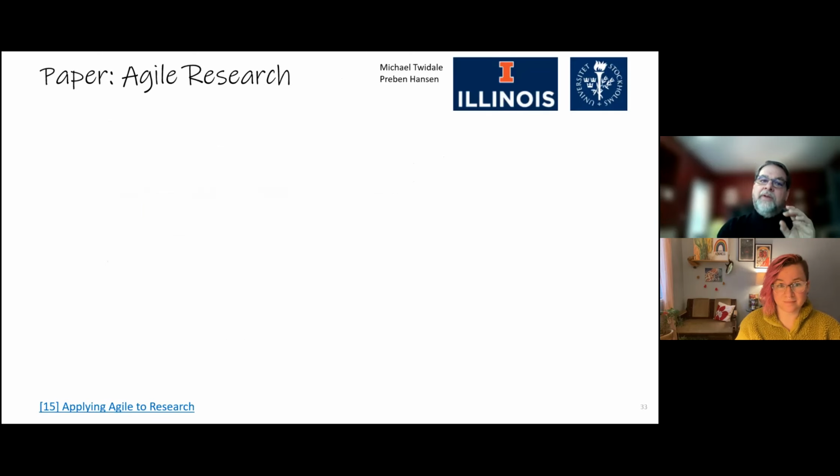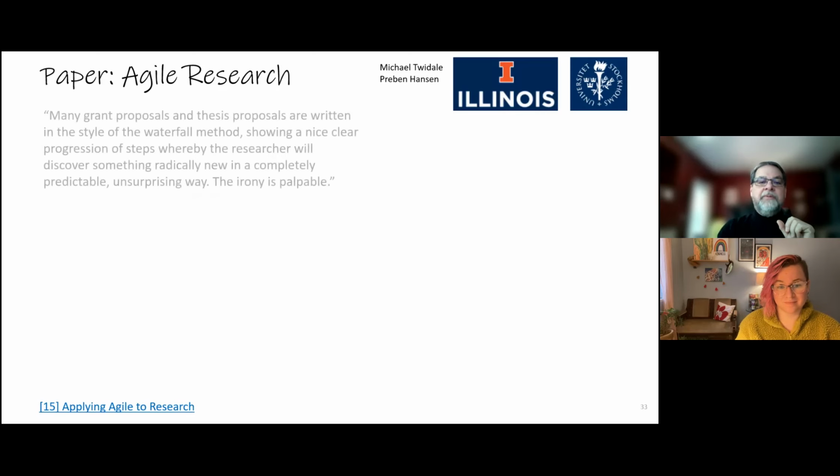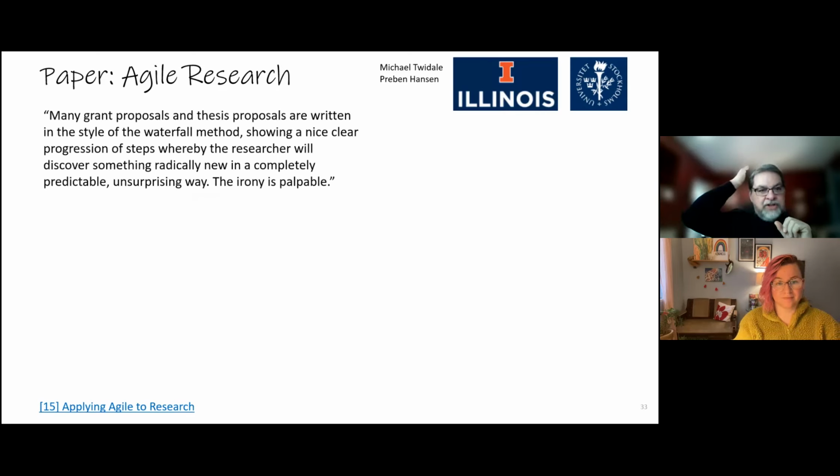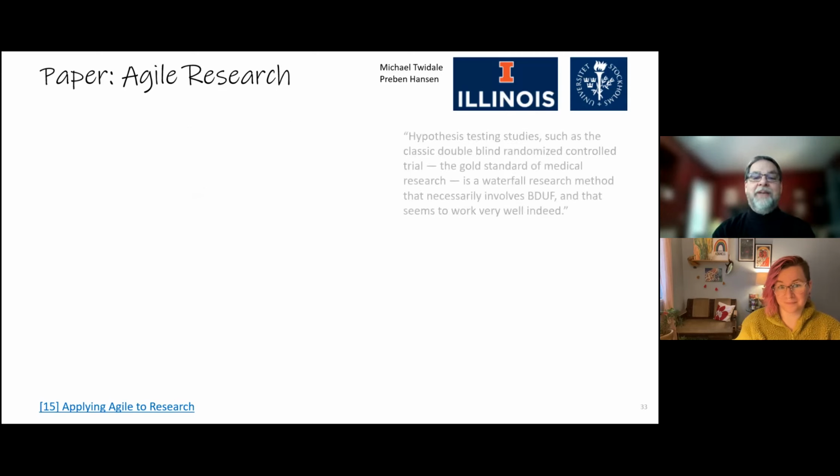This last one is an Agile research paper by Michael Tweedale and Preben Hansen. And it is phenomenal. If there's only one thing you read out of all this, I'd like you to read this. It's applying Agile to research. And there's a lot of words here, but they're worth it. Many grant proposals and thesis proposals are written in the style of the Waterfall method, showing a nice, clear progression of steps whereby the researcher will discover something radically new in a completely unpredictable and unsurprising way. The irony is palpable. I laughed when I read that the first time.